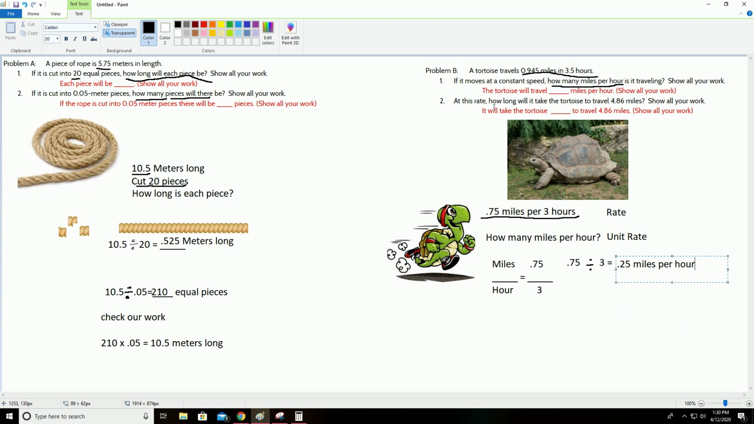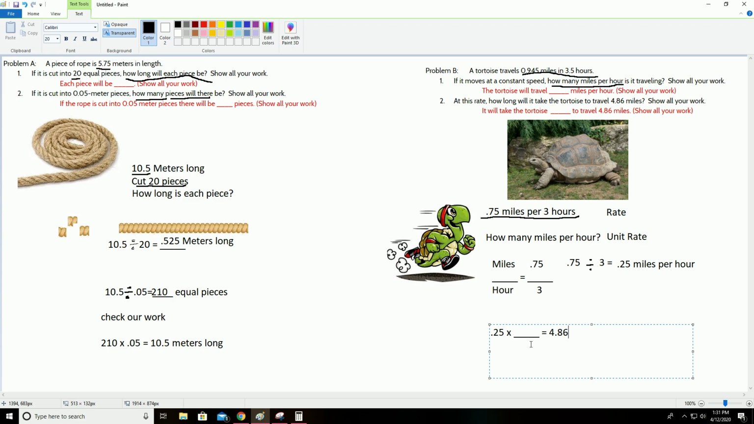Okay. At this rate, on number 2, at this rate, how long would it take the tortoise to travel 4.6 miles? Well, we know that it's traveling this fast. We just have to figure out what number goes here, because really, we need to know how many hours. We already know how fast it's going. We just want to know how long it's going to take to get this far.